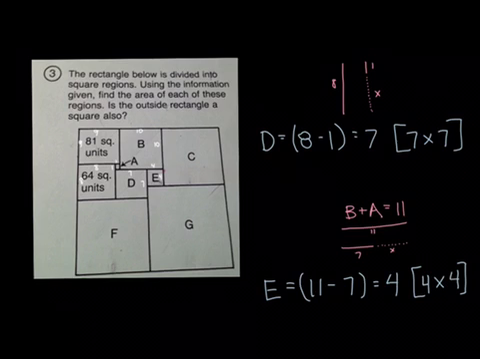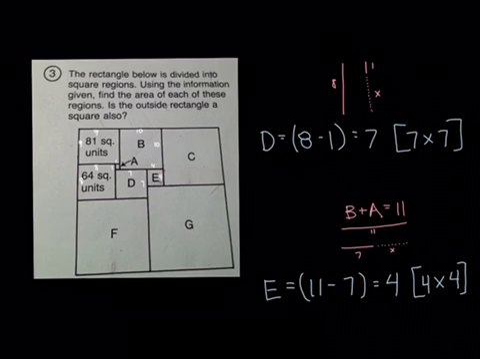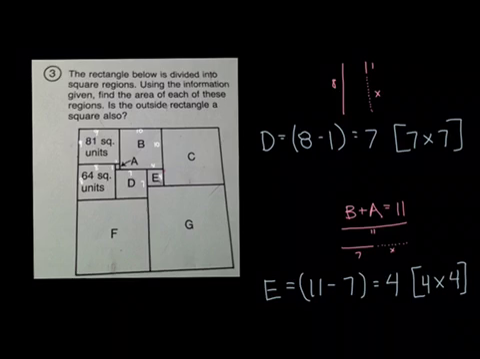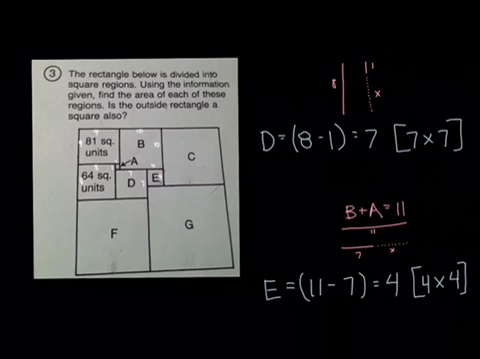Now for E, we're going to use 3 squares. So we know that 10 plus this 1 right here will give us the sum of D and E. So 10 plus 1 is 11, which we get right here. And then we know that D is 7, which we just solved for. So then 11 minus 7 will give us E, which ends up being 4, so it's a 4 by 4 square.